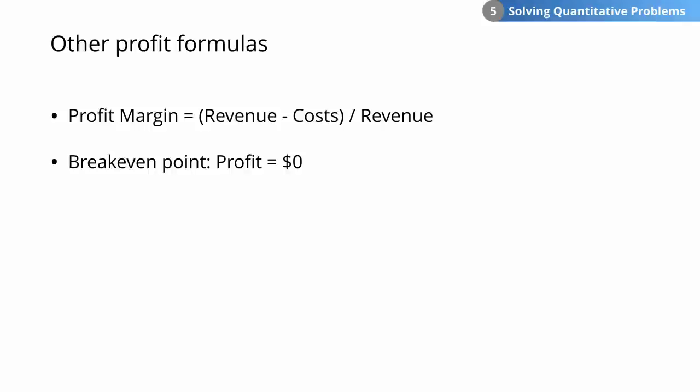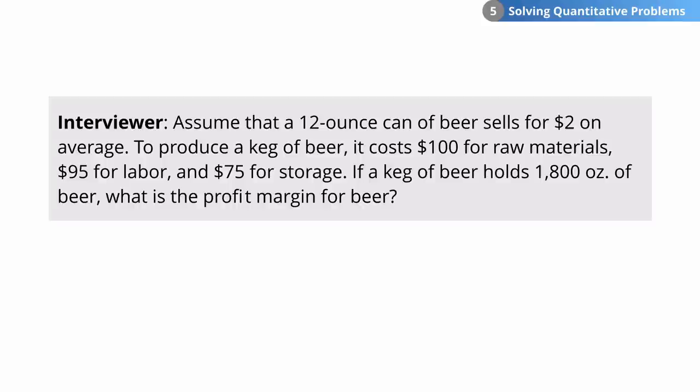As an example of a profit or profitability problem, let's say that the interviewer asks you the following. Assume that a 12-ounce can of beer sells for $2 on average. To produce a keg of beer, it costs $100 for raw materials, $95 for labor, and $75 for storage. If a keg of beer holds 1,800 ounces of beer, what is the profit margin for beer? As with any other type of quantitative problem, make sure to structure your approach before you begin doing any calculations. A sample answer could look like the following.